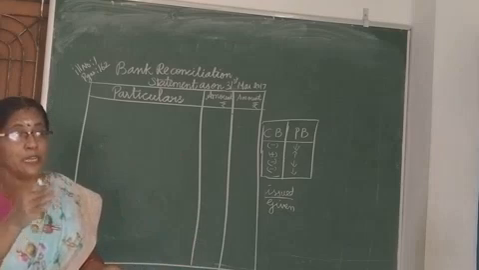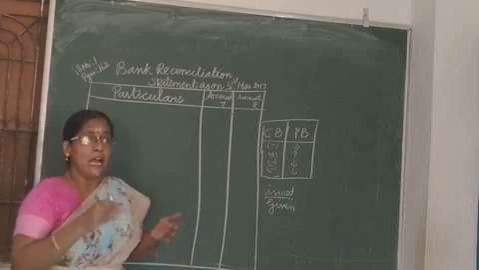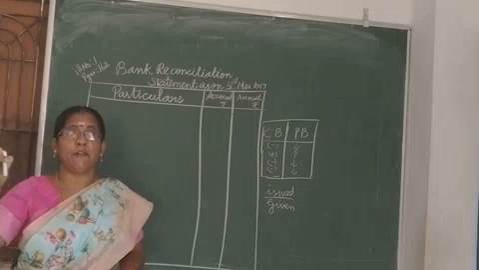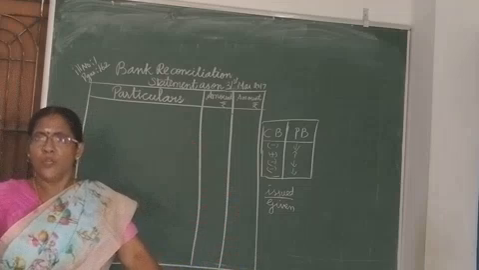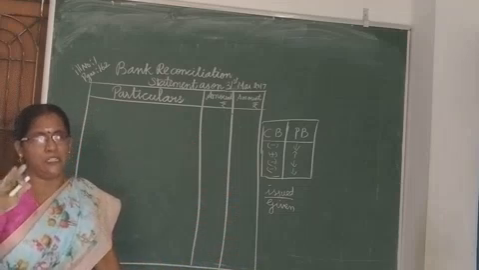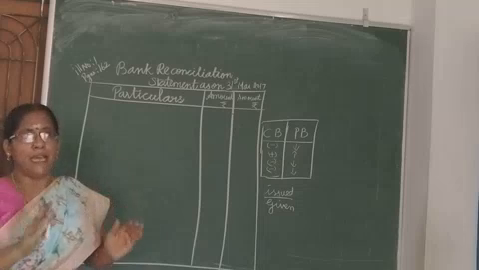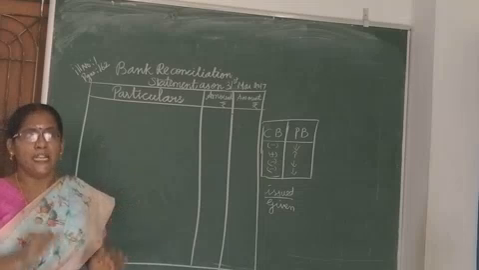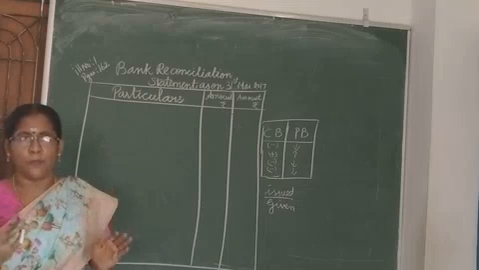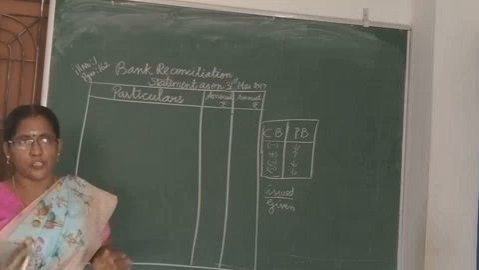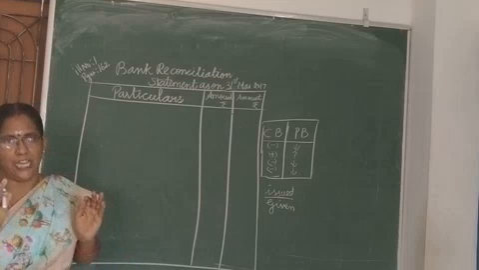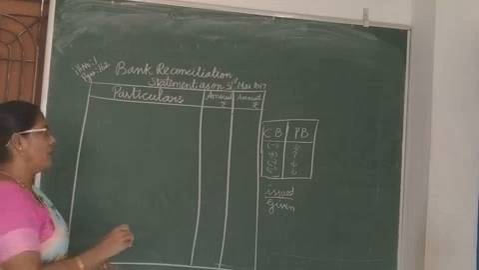Suppose they have given balance as per cash book, and suppose they have given overdraft as per passbook, the same method we want to follow. First case: follow for balance as per cash book and overdraft as per passbook. Second case: follow for balance as per passbook and overdraft as per cash book. Are you clear? Now let us get into the sum.